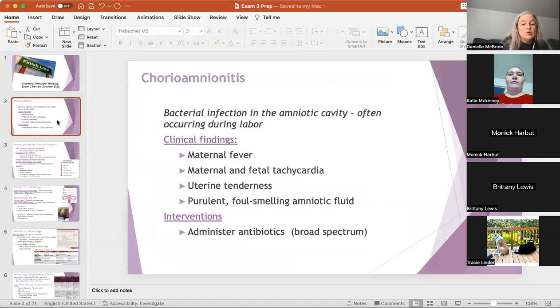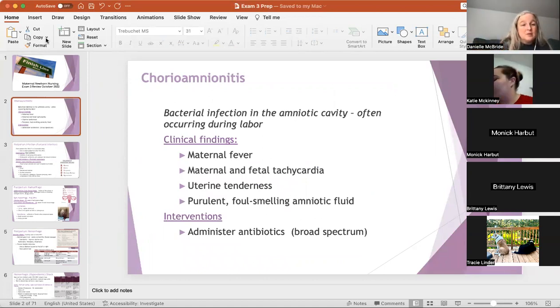So let's just remember chorioamnionitis. What do we remember about chorioamnionitis? What is infected? The amniotic fluid. The infection's in the amniotic fluid. It's in the amnion and the chorion, those membranes that surround everything.